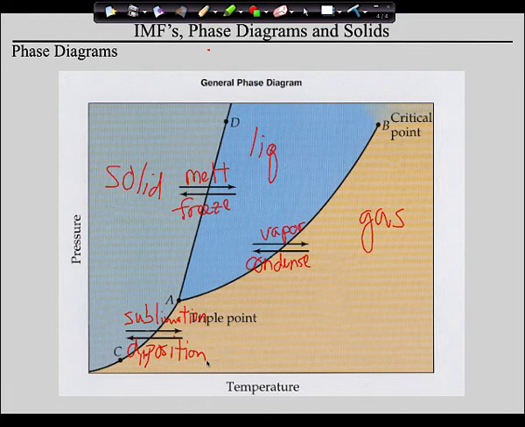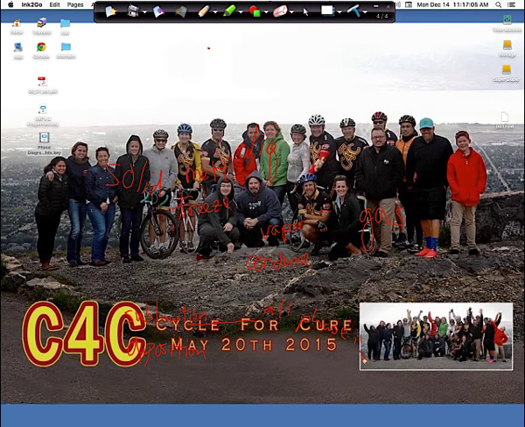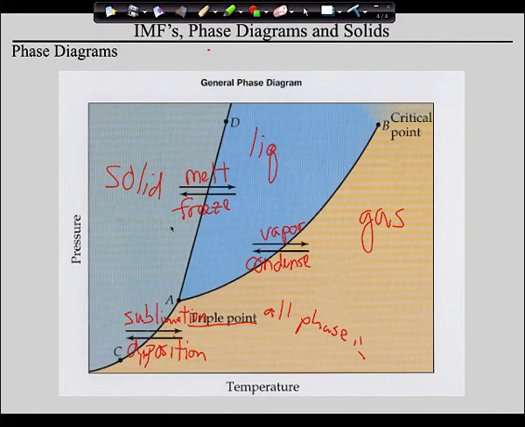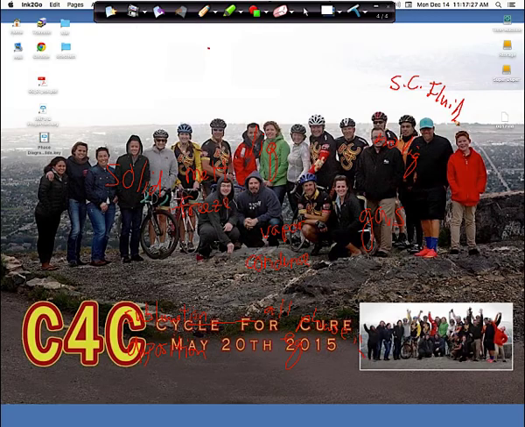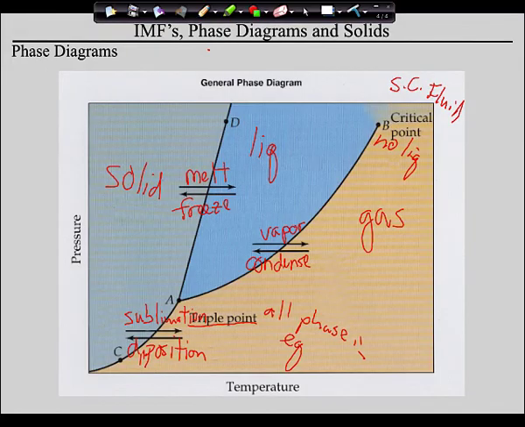So maybe the triple point, you've got all phases in equilibrium. Critical point is no liquid, no matter what. Up here we have a supercritical fluid. I think we've done it.